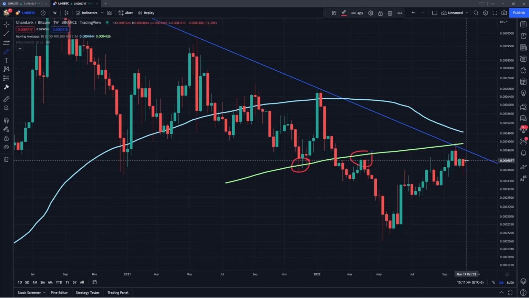You can see we had a retest just a few weeks ago, coming up to this level, another rejection. So moving forward, I am going to be keeping an eye on this moving average and watching for how Chainlink Bitcoin does react to it. Another level I'm going to be watching is the 200-week simple moving average. That is the blue line right here.